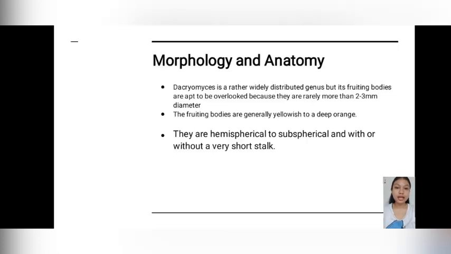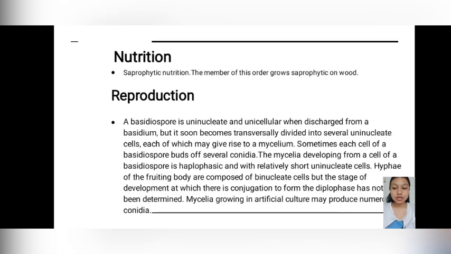Now morphology and anatomy. Dacrymycetales is a widely distributed genus, but its fruiting bodies are rarely more than 2 to 3 mm in diameter. That is, the fruiting bodies are very small. Fruiting bodies are yellowish to orange in color and hemispherical to subhemispherical in shape. Nutrition. Nutrition is mostly of saprophytic type.